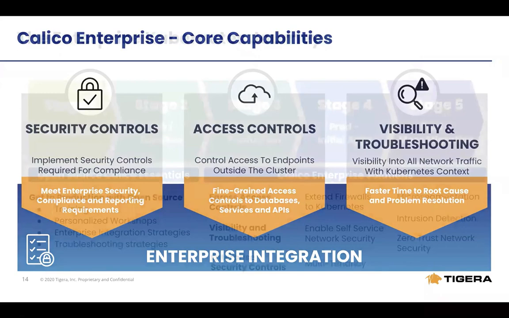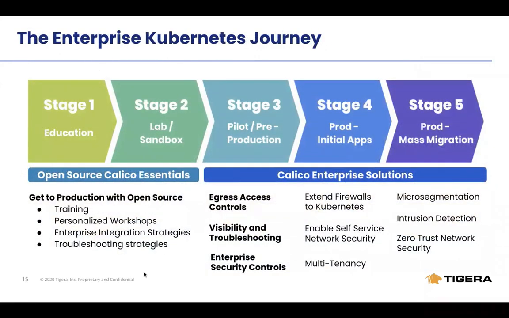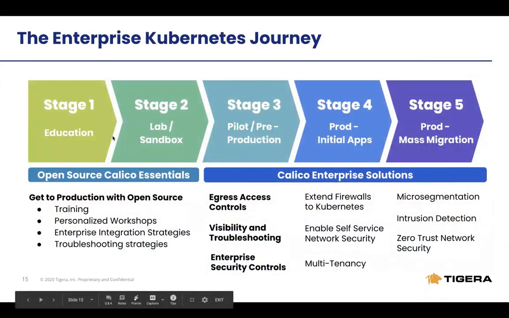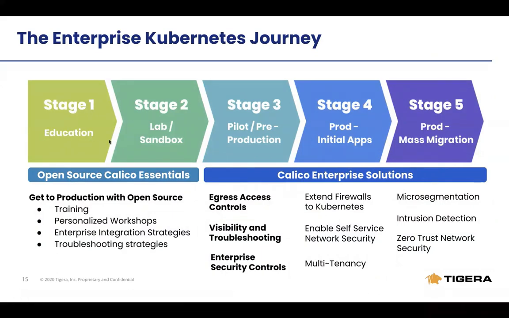visibility and troubleshooting. If you are a Rancher user who's just getting started, building labs and sandboxes, this is typically not when you want to consider more advanced networking use cases, and you're probably good with just the basic, open source Calico. But if you move to pre-production, taking some applications to production and mass migration to Kubernetes, this is where we helped a lot of customers really address some of the challenges that come with those stages.